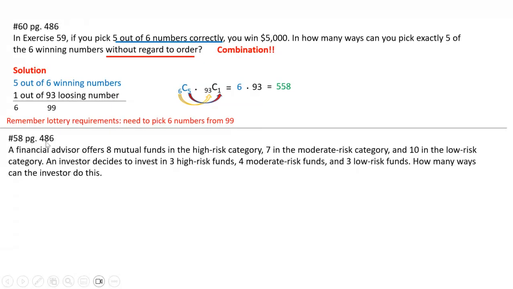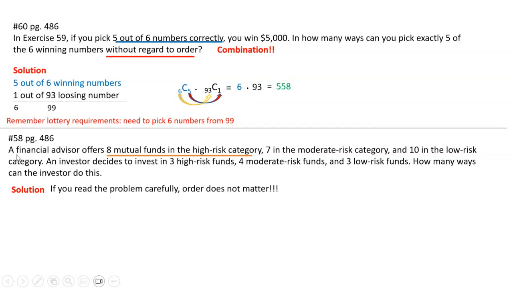Now, this is number 58 on page 586. You know what, guys? This one, I also have on my exam review. Okay? So let me go over it and then we'll do it again. Solution. It's going to be a combination because order does not matter. To start off, we have 8 mutual funds in high risk, and they want to invest 3.